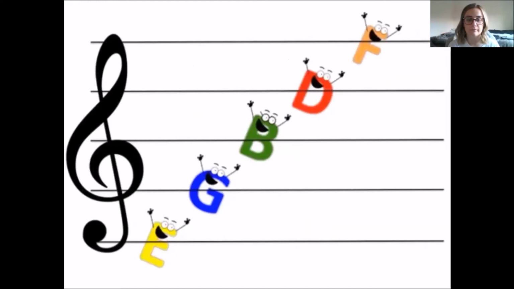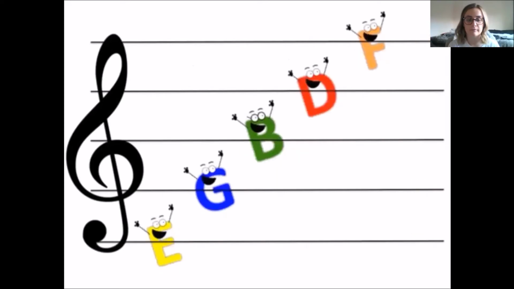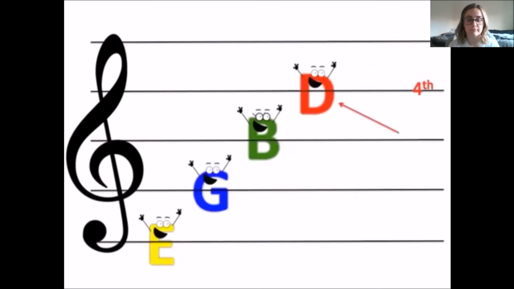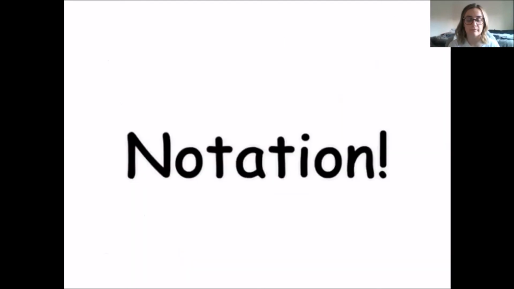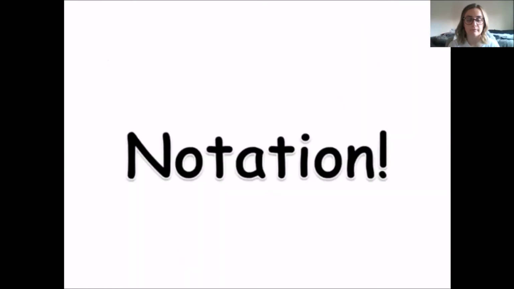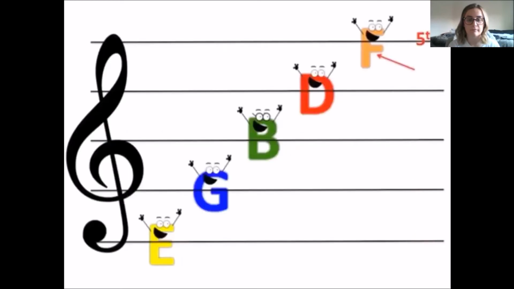With the notes that are on the line, J, E, and G, and B, E, F. With the notes that are on the line, J, E, and G, and B, E, F. Notation, notation, notation, notation. On a line, a line, a line, a line, a line. Notation, notation, notation, notation. On a line, a line, a line, a line, a line.